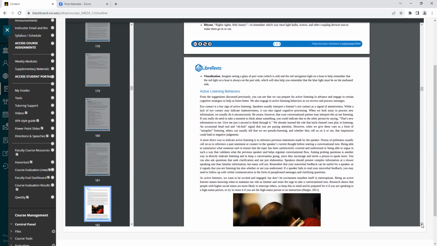Visualization: imagine seeing a glass of port wine, which is red, and a red navigation light on a boat to help remember that the red light on a boat is always on the port side, which will also help you remember that the blue light must be on the starboard side.